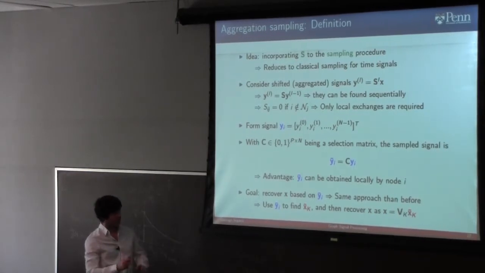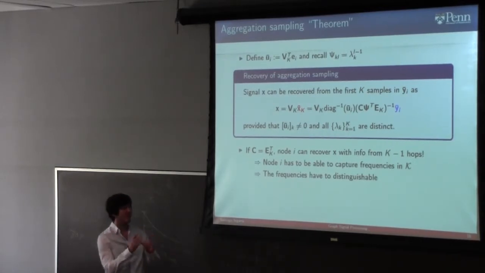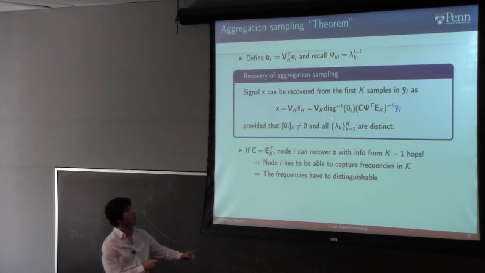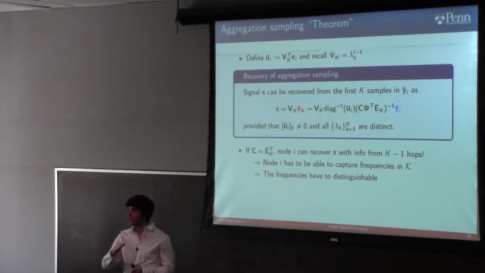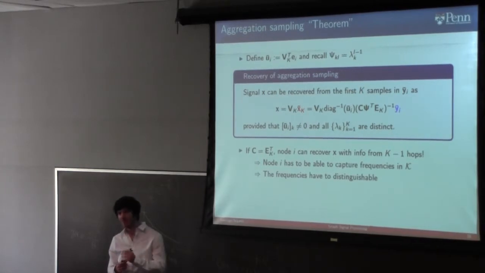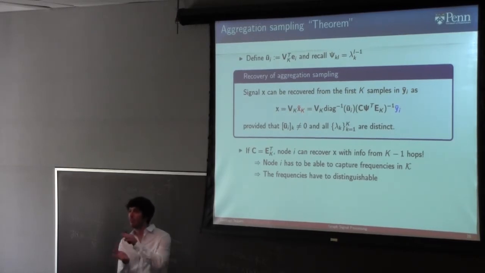Here, the math is just a little bit more complicated, so I won't walk through it. But the idea is that you get to an expression where you can recover x from y bar i. In the middle, you still have an inverse matrix, which looks messier, but it's actually easier because it's highly structured. We need to compute an inverse of a diagonal matrix, and for it to be invertible, we just need the elements to be different from zero, which is easy to check. And since psi is Vandermonde, for a Vandermonde matrix to be full rank, we just need the bases to be different from each other.